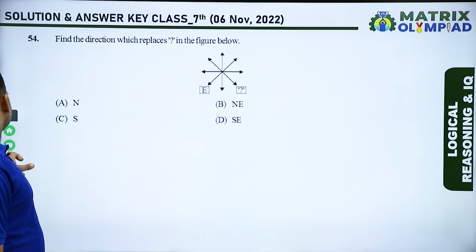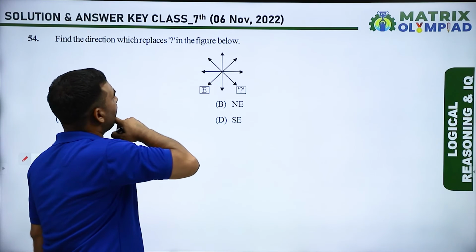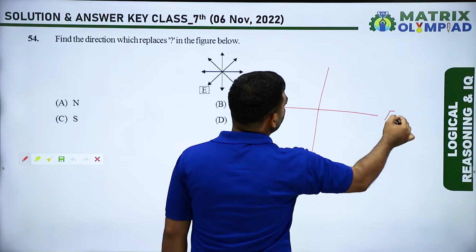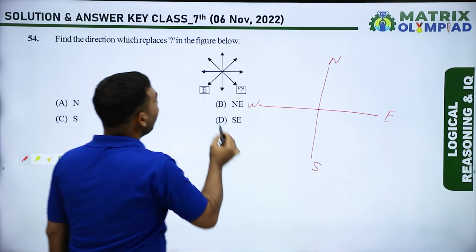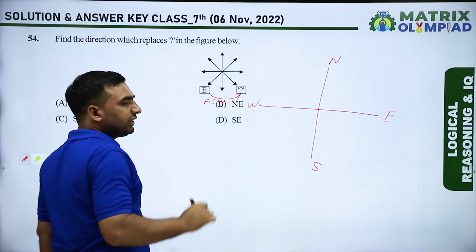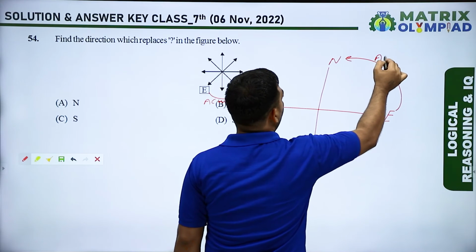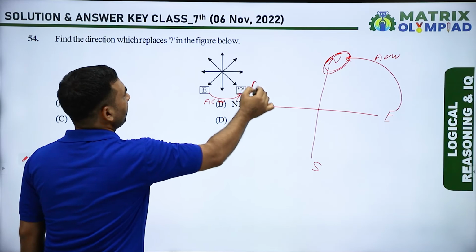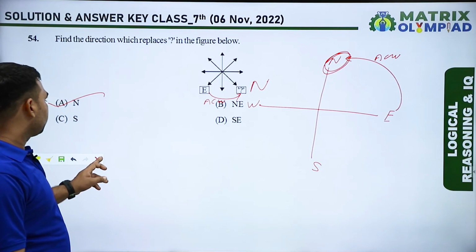Next question is, what is called for the question mark? As you know the directions are east, west, north, south. What is the direction 90 degrees anti-clockwise of east? That is called the north direction. Our answer is north. Option A is the correct answer.